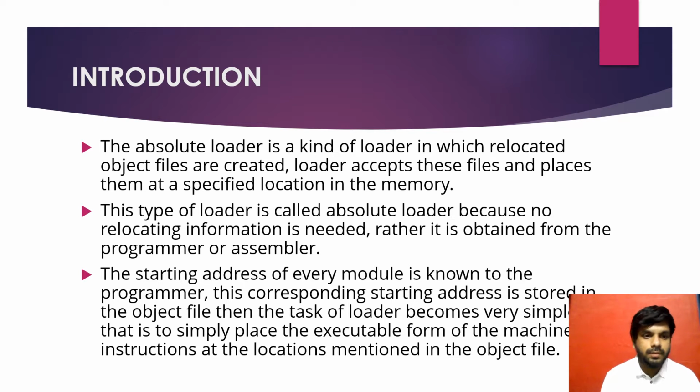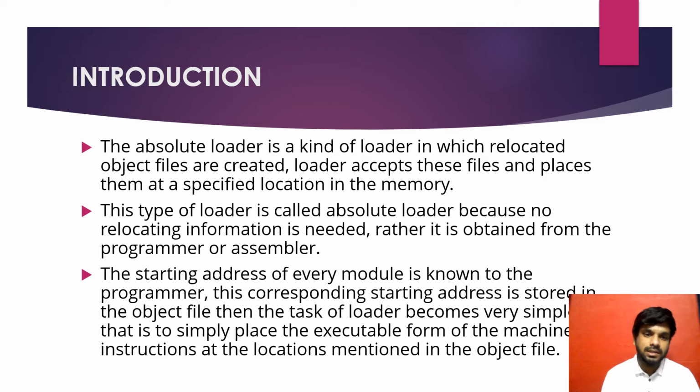The absolute loader is a kind of loader in which relocated object files are created. The loader accepts these files and places them at a specific location in memory. When the programmer stores certain data, the programmer defines it to the assembler. The assembler tells the loader to load the data in the locations specified by the programmer or assembler.